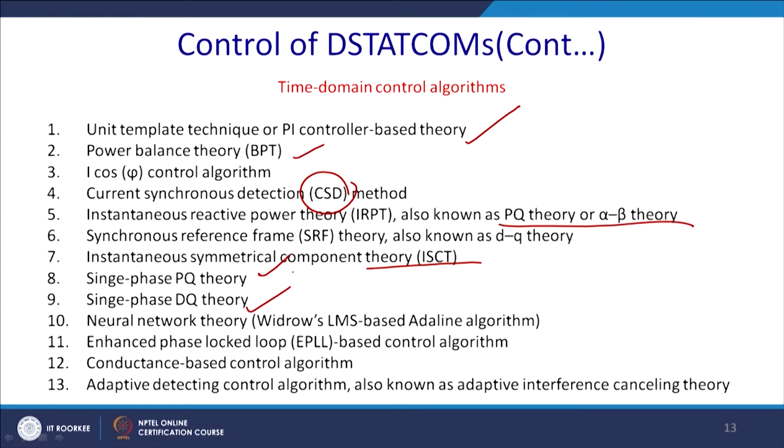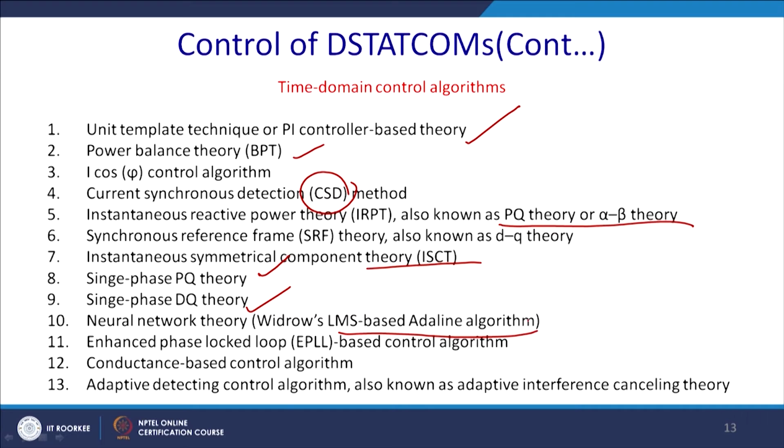Neural network theory, so it is an optimization of the weights by the NN. Then LMS based Adaline algorithm, where it can tune online. Enhanced phase lock loop based control algorithm. So, here the PLL actually does the reference generation. Conductance based control algorithm, where we have to actually maximize the conductance.